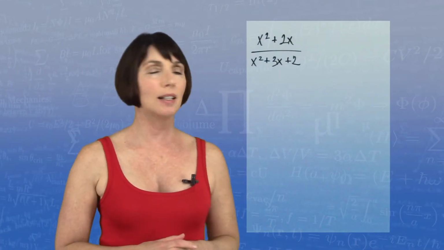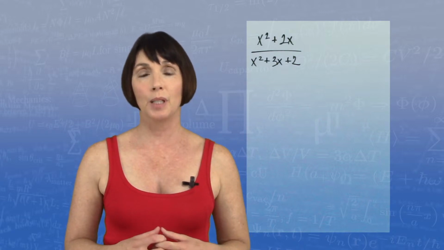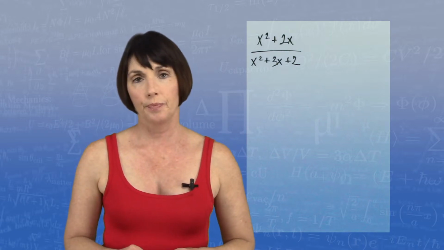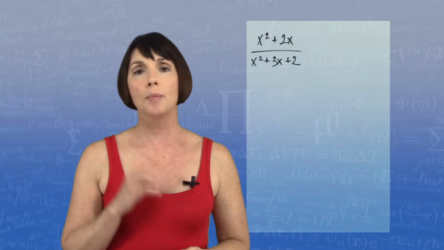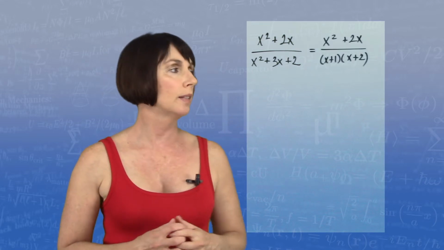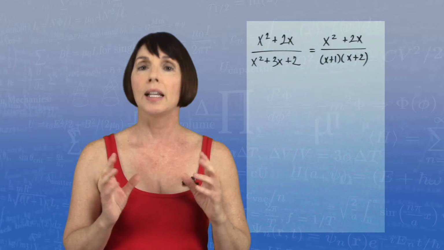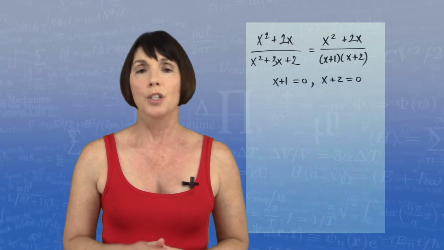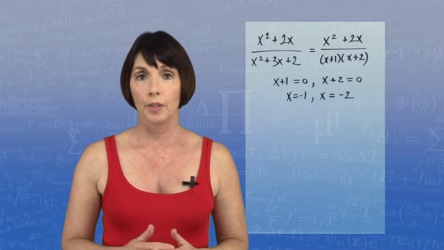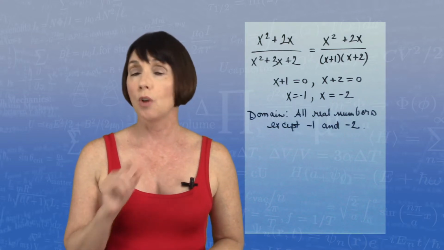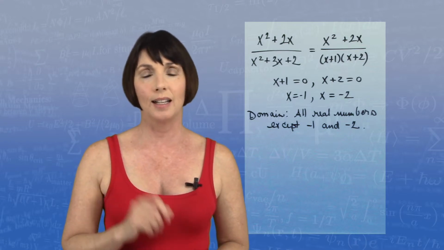Let's put this together and find the domain and simplify this rational expression. We have x squared plus 2x over x squared plus 3x plus 2. Let's find the domain first. So we need to look at the denominator, find out where it's 0. Let's factor the denominator. The denominator factors to x plus 1 times x plus 2. Now, that denominator will be 0 when either x plus 1 equals 0 or x plus 2 equals 0. So the denominator is 0 when x is equal to negative 1 or negative 2. So the domain of this rational expression is all real numbers except negative 1 and negative 2.